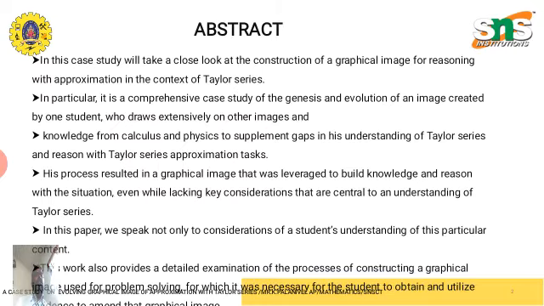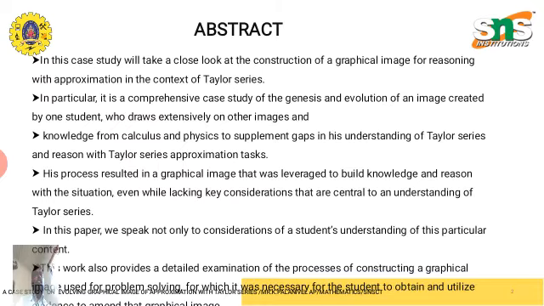His process resulted in a graphical image that was leveraged to build knowledge and reason with the situation, even while lacking key considerations that are central to an understanding of Taylor series.